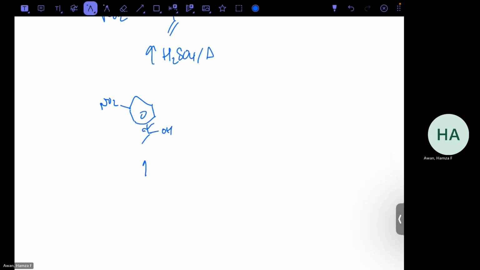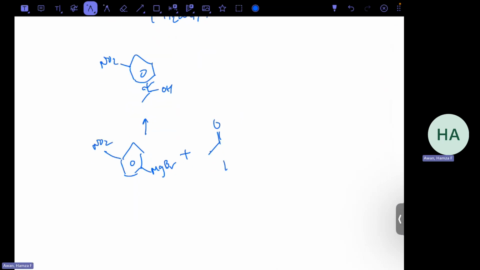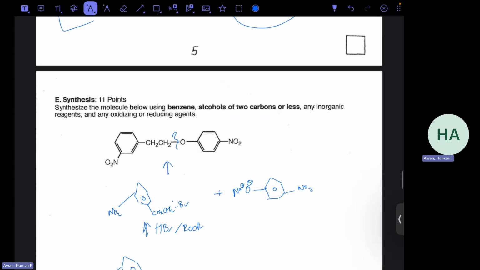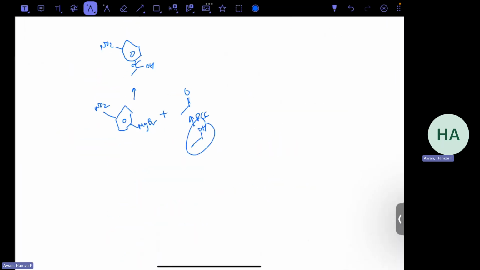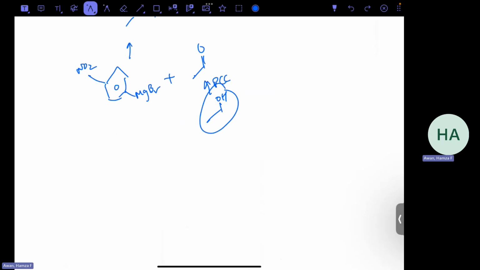This is NO2, and right here we have MgBr, plus our, this is going to be an aldehyde, right? And so we'll just use PCC to get the alcohol. So OH, and this OH, alcohols of 2 carbons or less. Perfect, exactly what we needed, right? And this is going to be meta. So MgBr. Now we can use Mg and ether and O2.